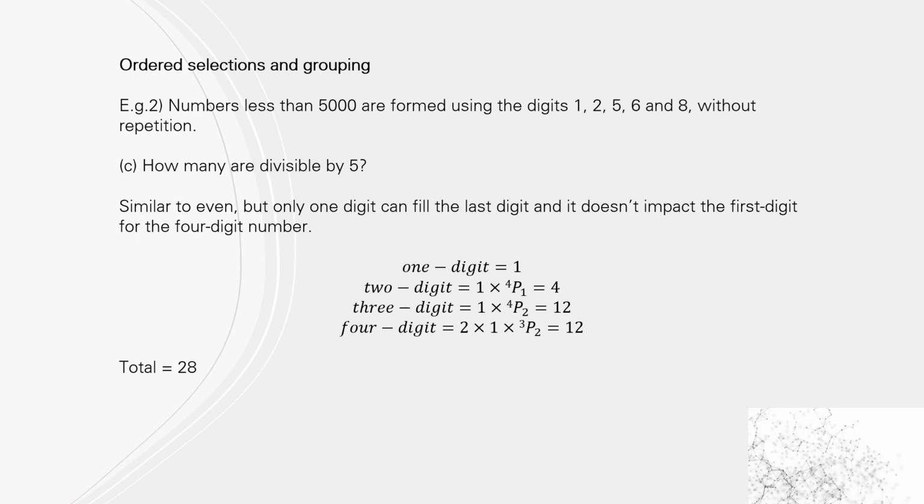And the 4-digit, it's got 2 restrictions, so it's got to end in a 5, but it's also got to be less than 5,000. So the 2 and the 1 can fill the first position. The 5 can fill the end, so that's 2 times 1, times, we've got 2 positions left from the 3, so that's 3P2, which is 12, giving us a total of 28.